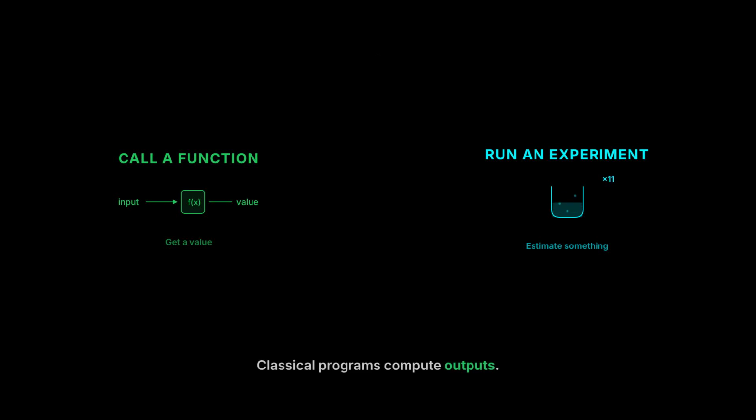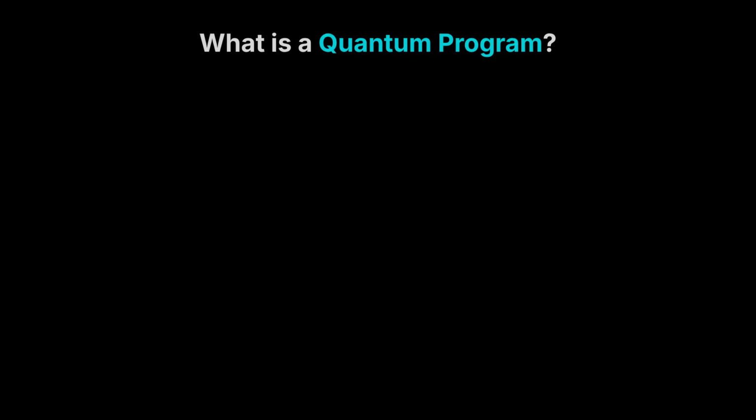Quantum computers are less like call a function and get a value, and they're more like run an experiment many times and estimate something. Classical programs compute outputs, while quantum programs often produce statistics. Let's get more into the details.